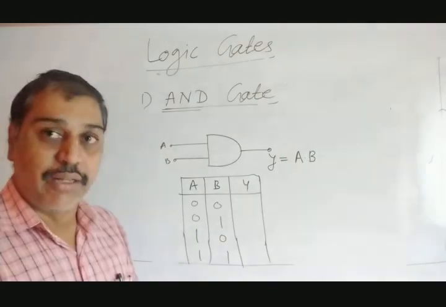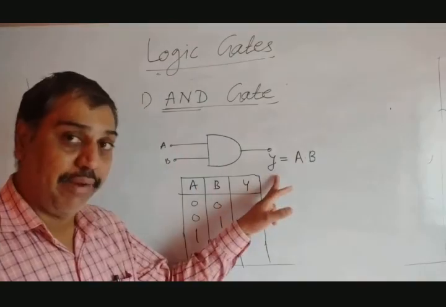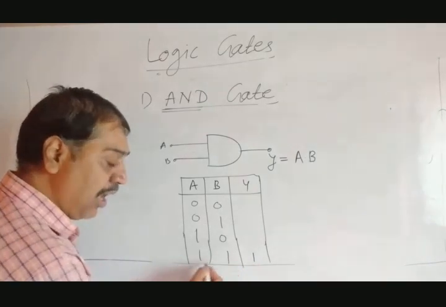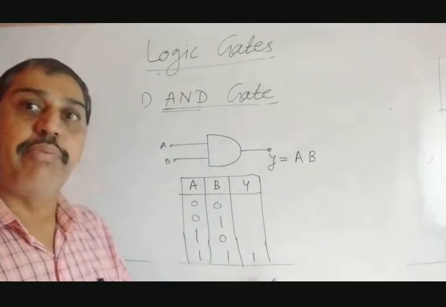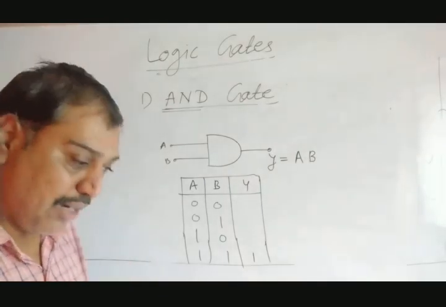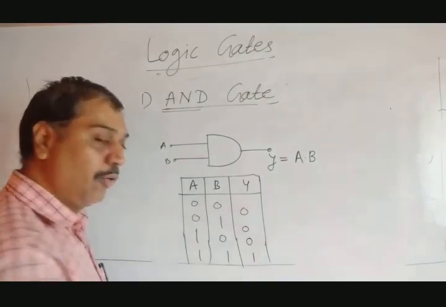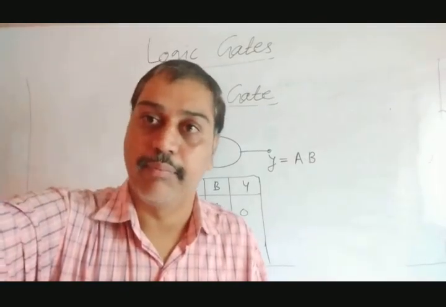So here, logically, the AND gate will give the output high when both the inputs, A and B, are high. Otherwise, it will give the output low. And that is said to be the AND gate.